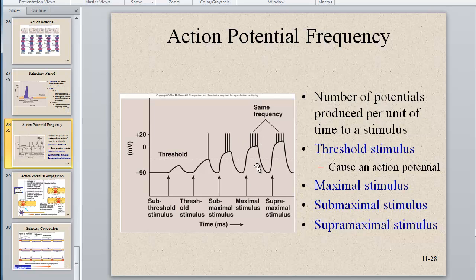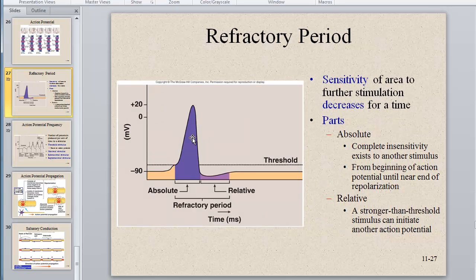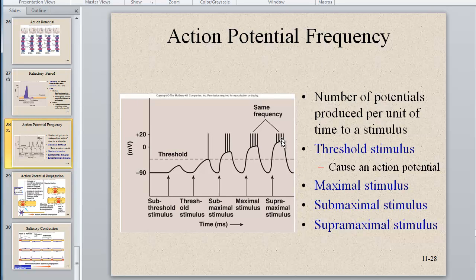You're just going to increase the frequency. So once we reach threshold, and if we're talking about a stimulus for pressure, for example, a little bit of pressure on the skin surface versus a lot of pressure on the skin surface, a lot of pressure is going to stimulate more action potentials. So increased intensity of a stimulus causes more action potentials. Not taller action potentials, but just a higher frequency.